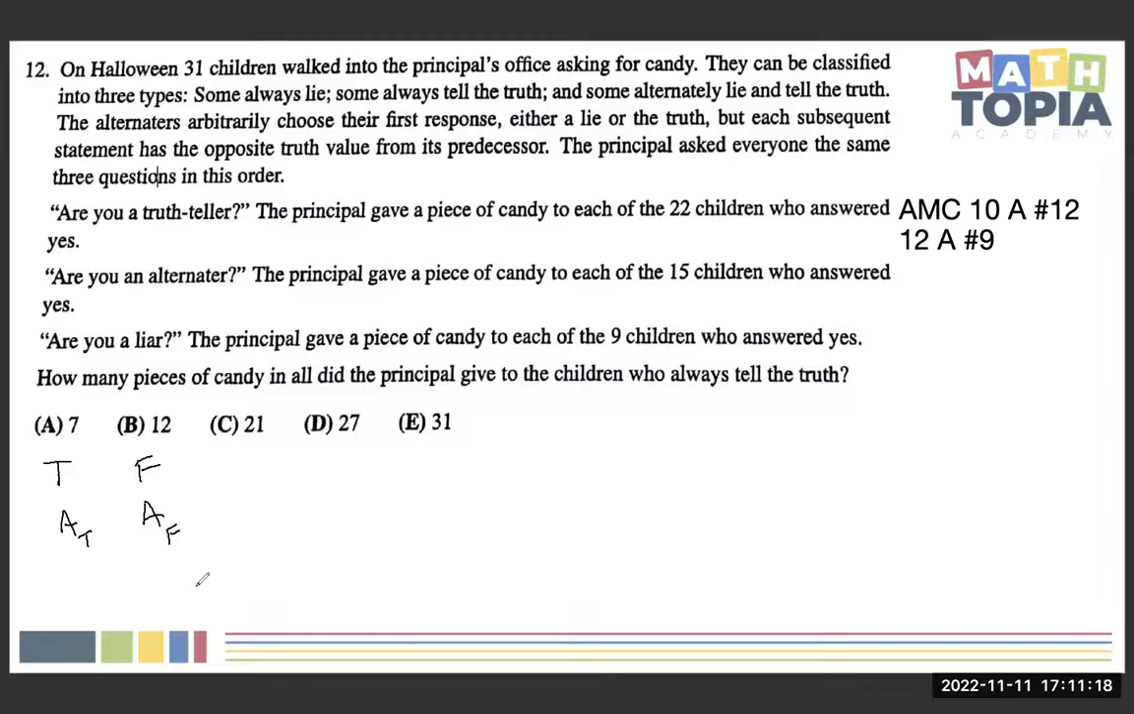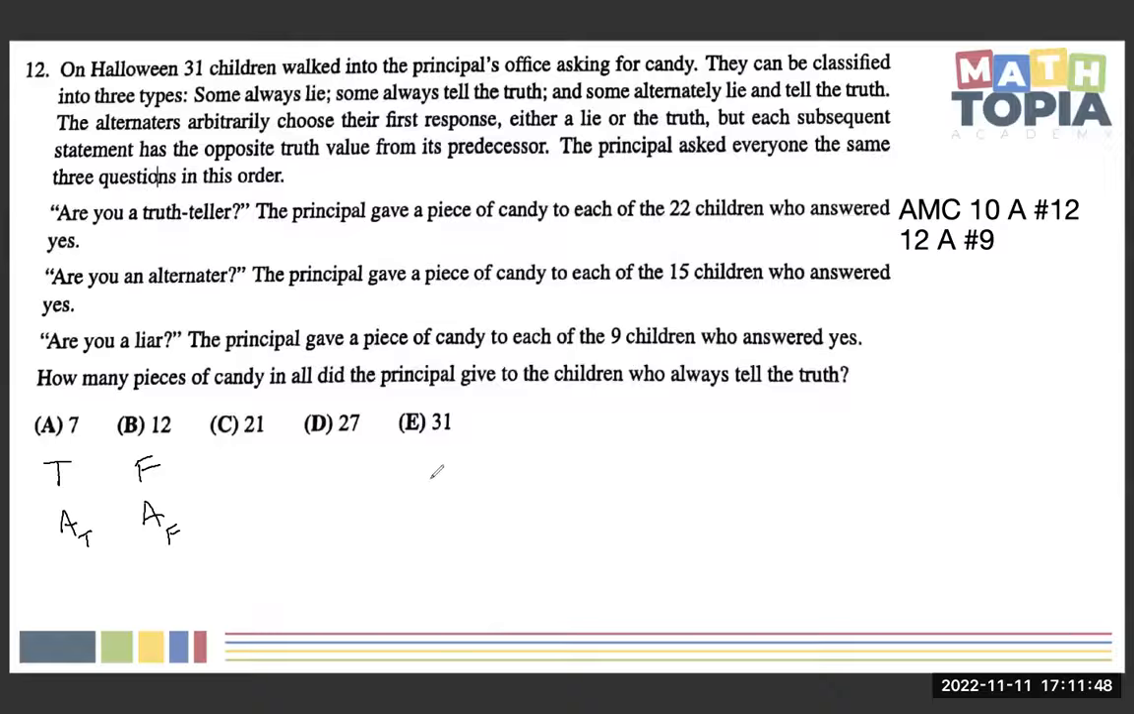So basically, the truth-telling students will tell the truth, tell the truth, tell the truth. The lying students will tell a false statement, false statement, false statement. And alternating truth would tell truth and then false and then truth. And alternating false would tell false and then truth and then false. Okay, so now we are ready to set up the equations, right?